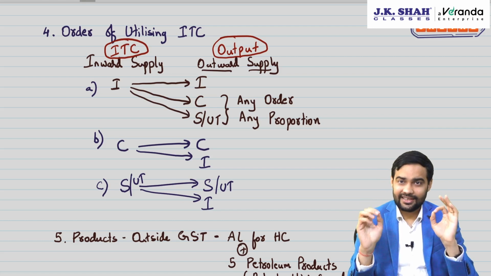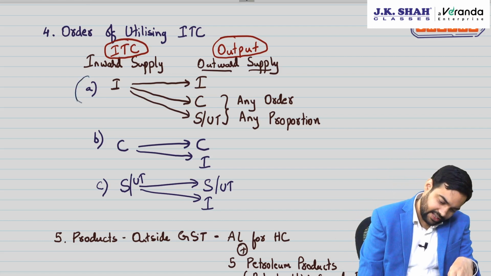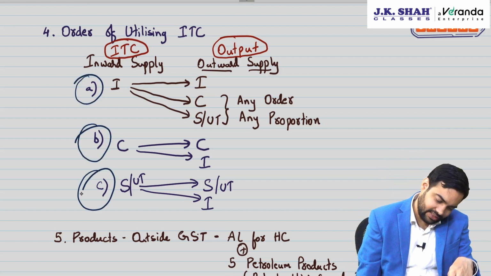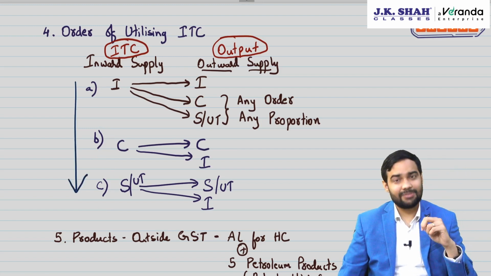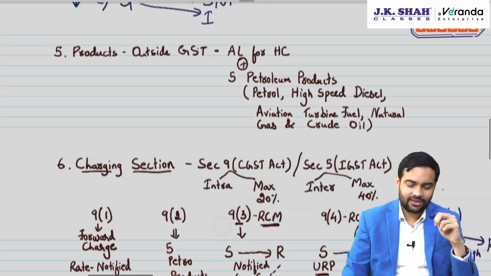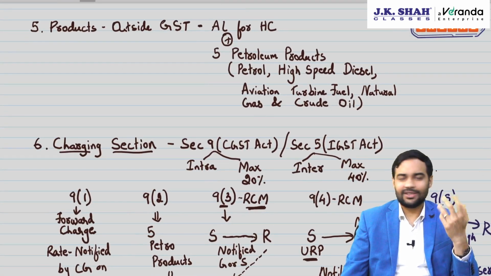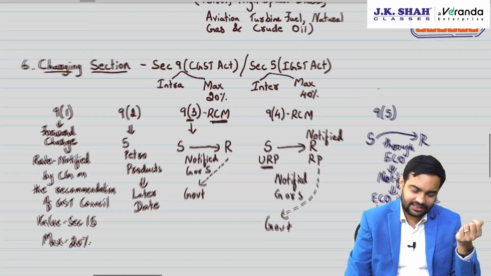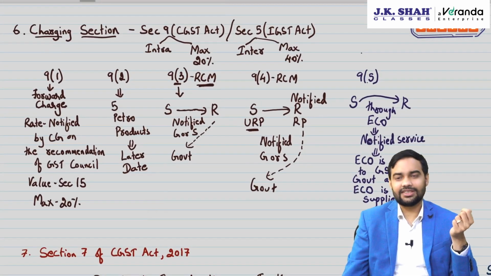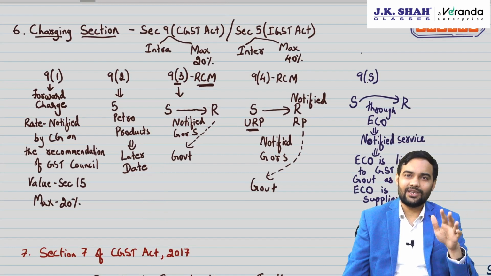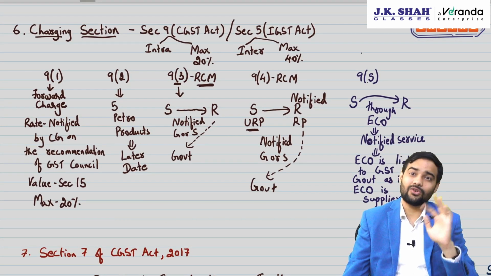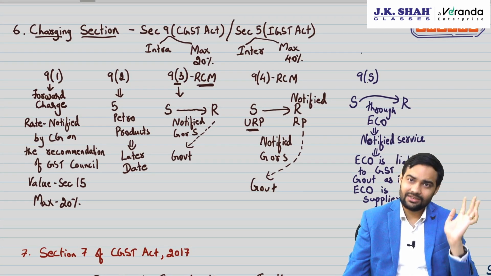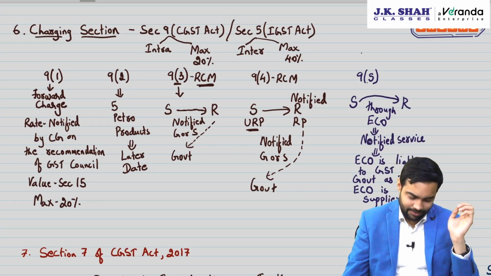Order mandatory to follow. First you can use only A, then only you can enter into B, then after that you can enter into C. So following this order is mandatory. Products which are outside GST, you are already aware of it. Charging section, we dealt with 9.1 which deals with forward charge, 9.2 petroleum products, 9.3 RCM, 9.4 RCM, 9.5 ECO is responsible for notified services which are supplied through ECO as if he is the supplier.